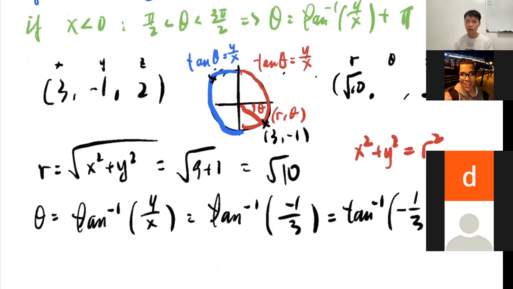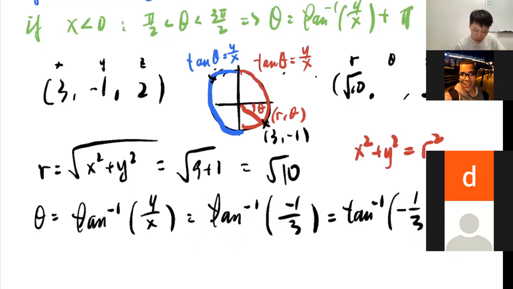Is that correct? Does anyone do the math as well? How did you find that? This is the arctangent, right? Yes, I know that. I see the tangent. How did you find the negative 0.321? What is that? It's too small for me. Yeah, plug it in the calculator. Probably this is not a good example.